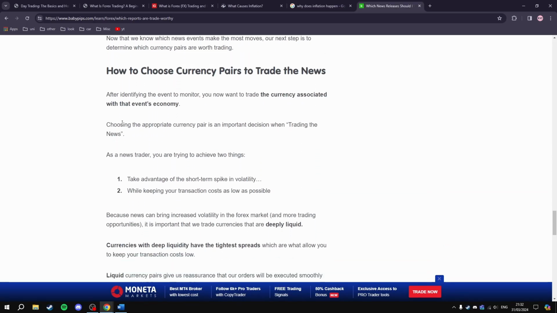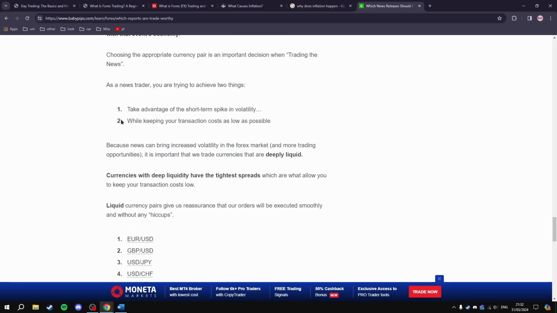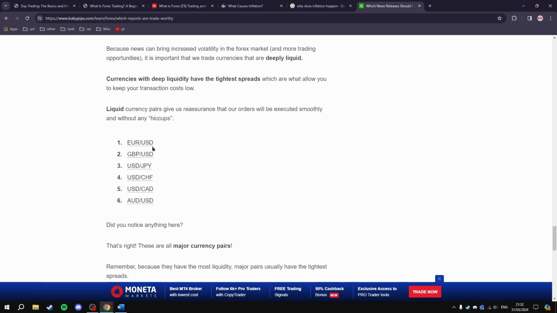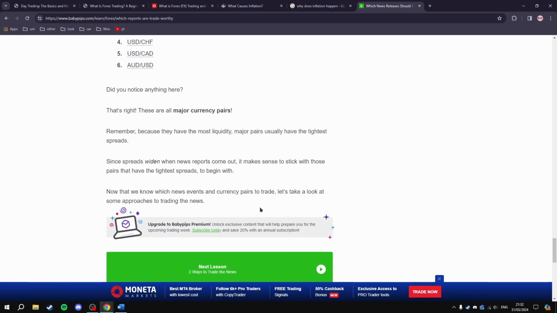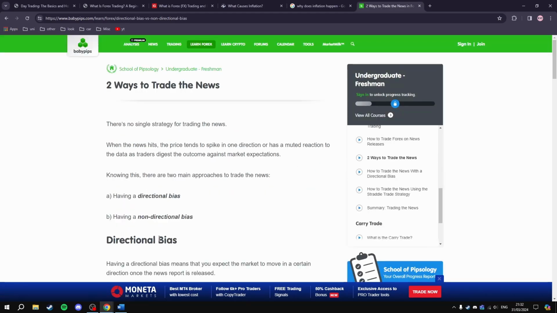Choosing the currency pairs to trade the news. So basically all the major currency pairs. And yeah, now we're on to two ways to trade the news.